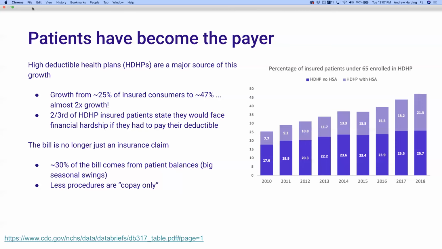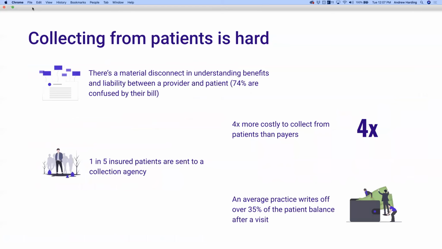So I'm looking into collecting from patients and why it's so hard. There are four major themes that I think through when we talk to a lot of our practices about collecting from patients, why it's difficult, and what they could do better. And for starters, clarity.